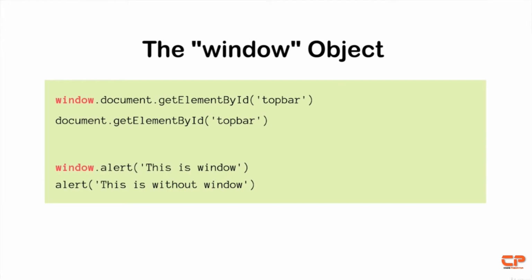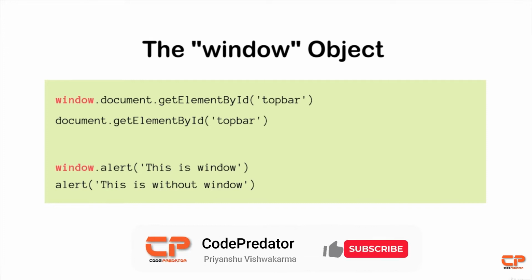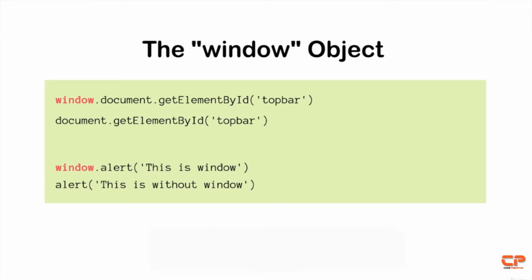To access the browser object model, you can use the window object. For example, window.document.getElementById, or you can simply use document.getElementById. So we can access it without the window object because all the global JavaScript objects, functions, and variables automatically become members of the window object. So let's give it a try.